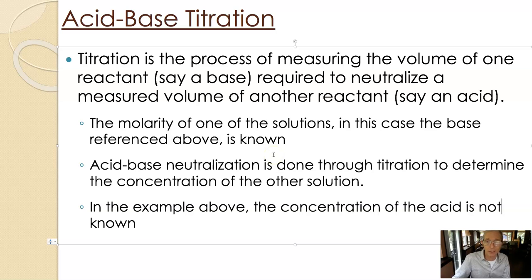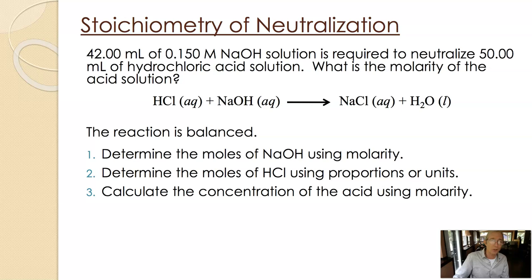We put in a color indicator. Usually we use phenolphthalein, and when it just starts to turn a faint permanent pink, we know it's been neutralized. Given that data, then we can determine the concentration of the acid. And to do that, we use stoichiometry. So let's take a look.